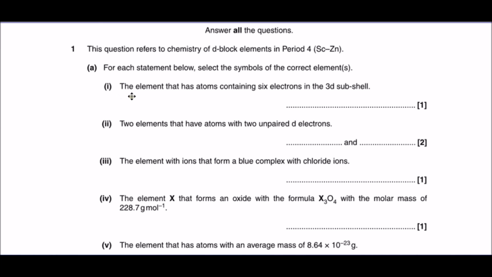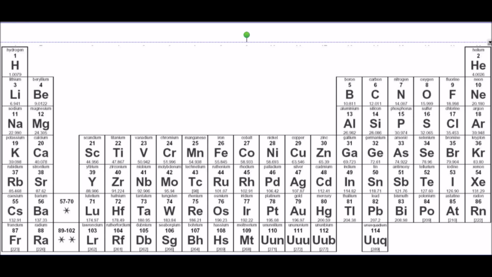So the first one, the element has atoms containing 6 electrons in the 3D subshell. So we need to look at the periodic table and remember that our specification only looks at the period 3 D block elements, and the numbers correspond to the number of D electrons. So scandium is 21, it's got 1 D electron. Titanium 22, it's got 2 D electrons. So the element with 6 D electrons is iron.